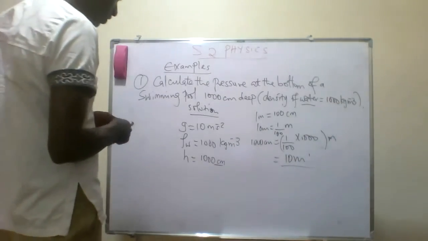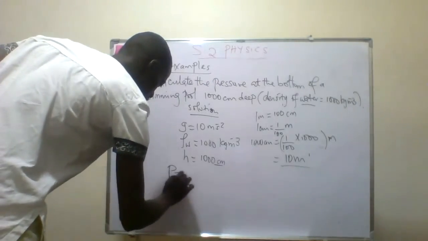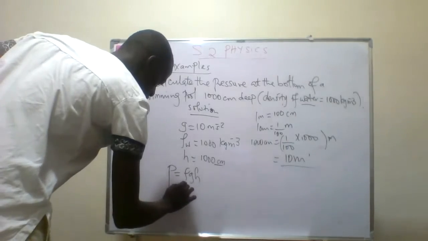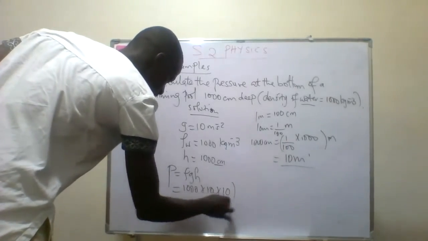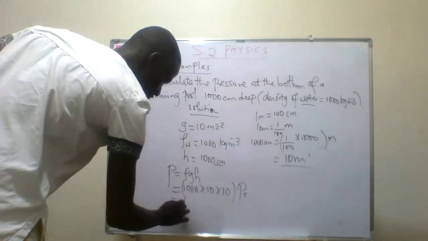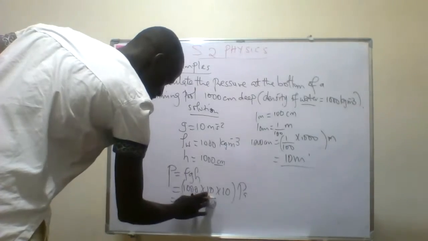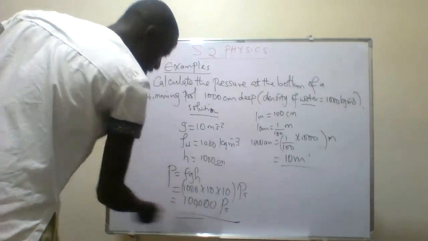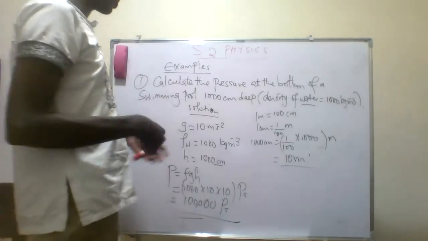So let's go ahead and now put down the formula for pressure. Pressure is given by rho g h. Rho is 1,000, times g which is 10, times the height which is 10, and all this is expected to be in pascals. So this gives you 100,000 pascals. And that is our answer for this question.